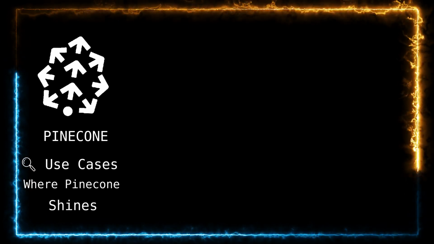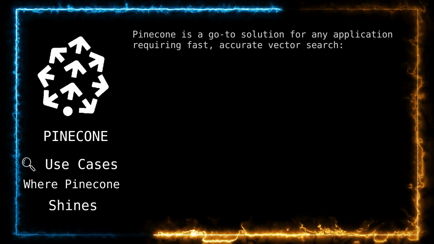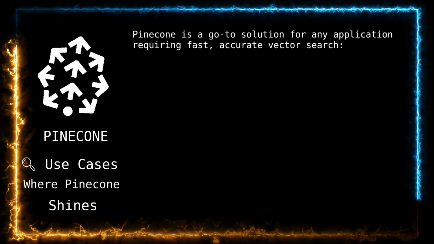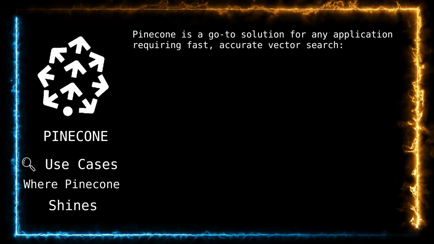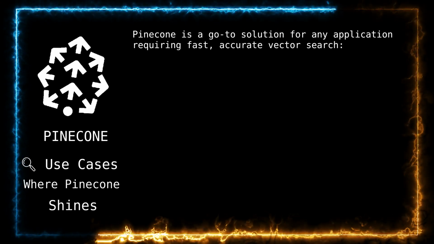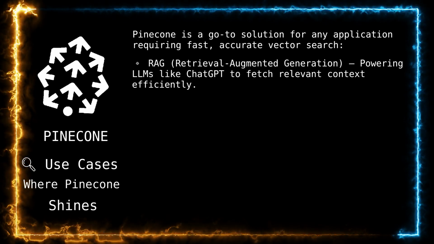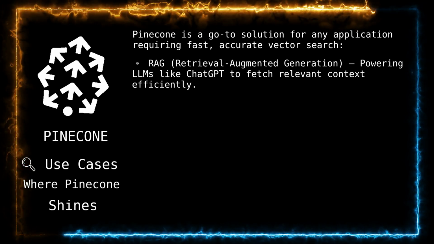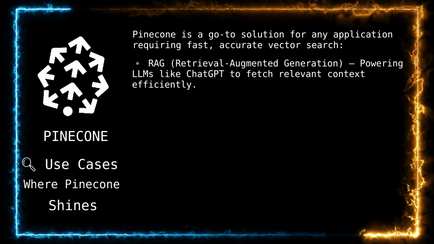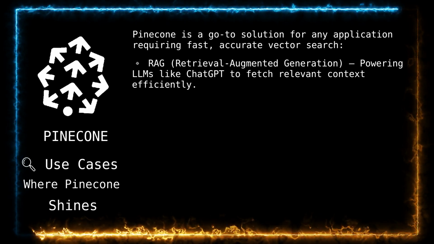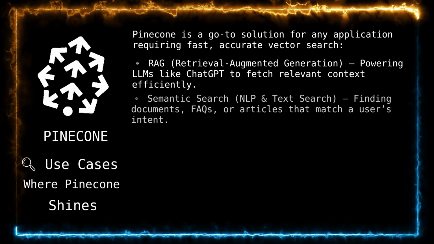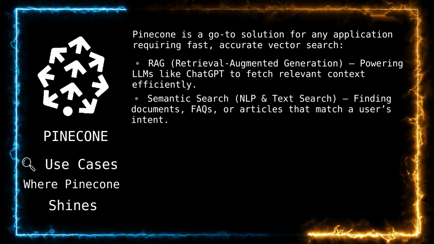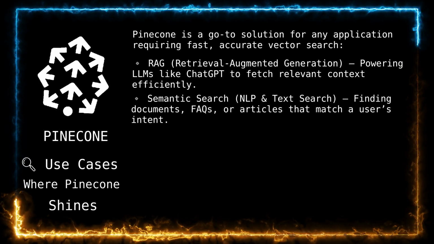Use cases where Pinecone shines. It is a go-to solution for any applications requiring fast, accurate vector search. For example, Retrieval-Augmented Generation, powering LLMs like ChatGPT to fetch relevant context efficiently. Or another one, semantic search, finding documents, frequently asked questions, or articles that match a user's intent.